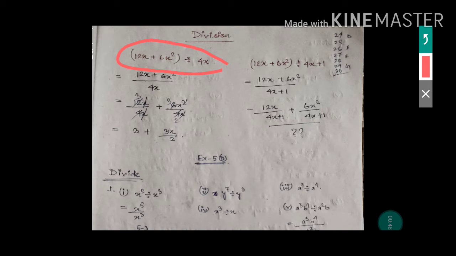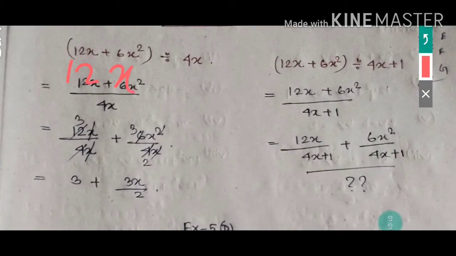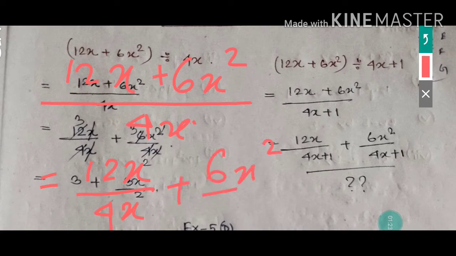Okay, now see, your denominator is a monomial term. So at that time what can we do? Suppose the question given is 12x plus 6x square divided by 4x. Now see, only one term is given in the denominator, so I can split the numerator by this denominator. So I can write 12x by 4x plus 6x square divided by 4x.